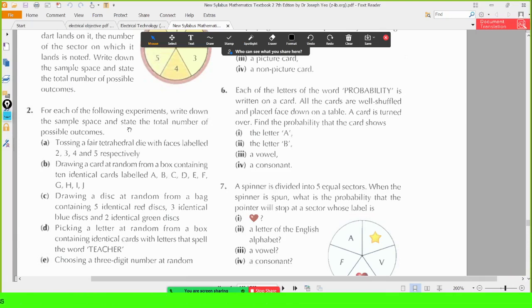For each of the following experiments, write down the sample space and state the total number of possible outcomes. Tossing a fair tetrahedral die with faces labeled 2, 3, 4, and 5 respectively.